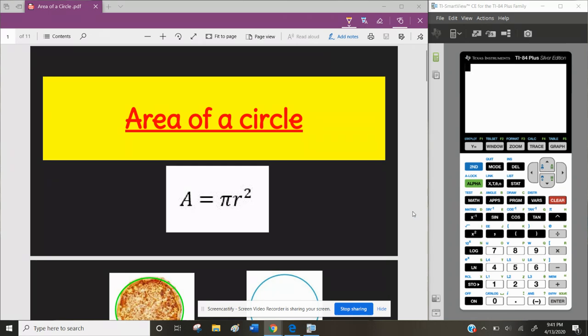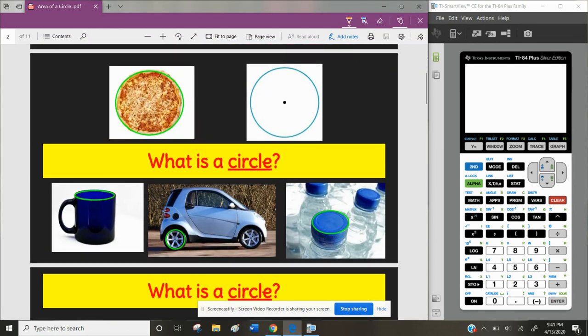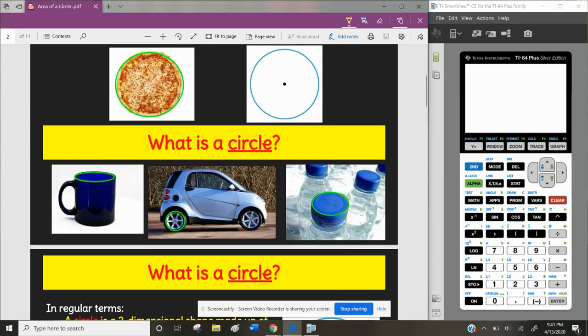We're going to cover area of a circle today. So first thing we need to know is, what is a circle?